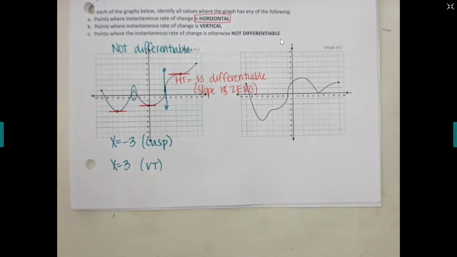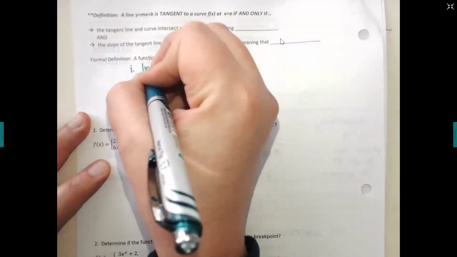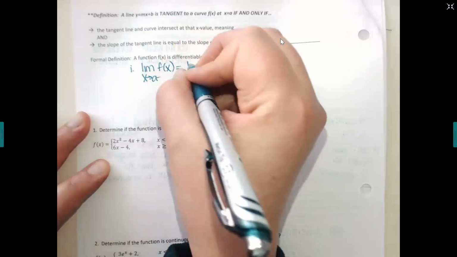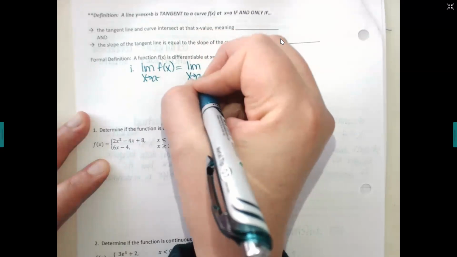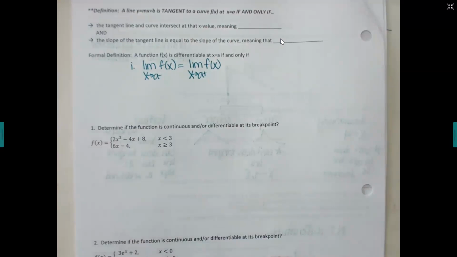We're going to skip the second one. You'll do several examples of those on your assignment. Okay, so in order for your graph to be differentiable, let's write our formal definition. Step number 1 is that your left and right limits need to be the same. Your limit from the left and your limit from the right need to be equal.